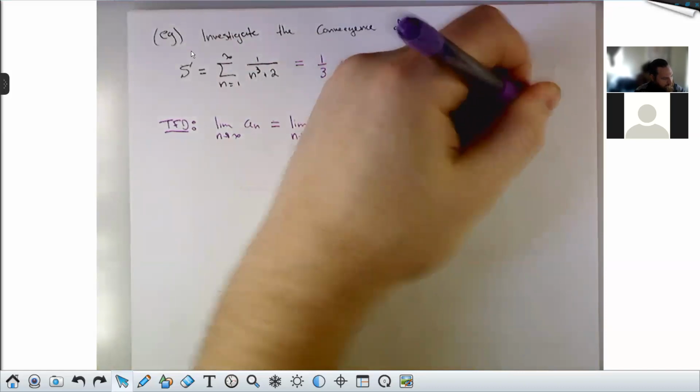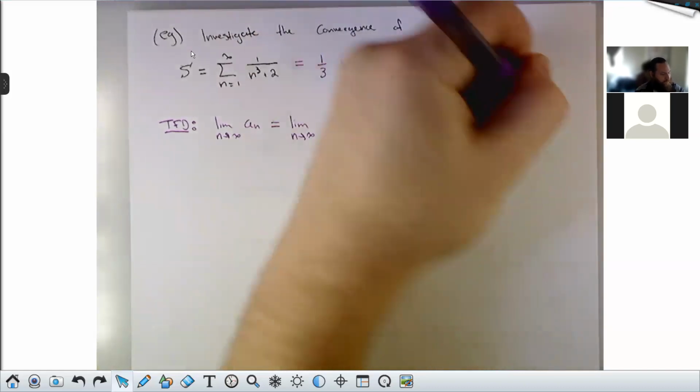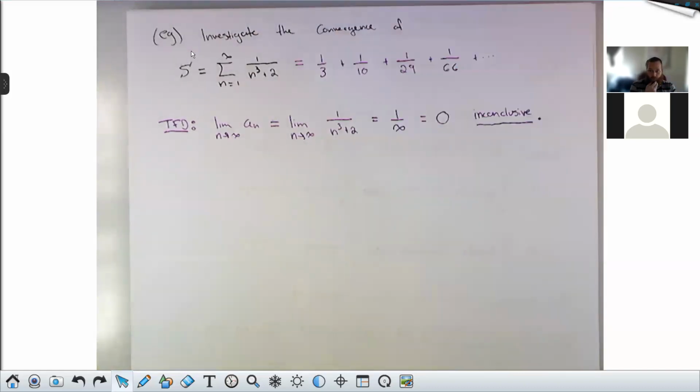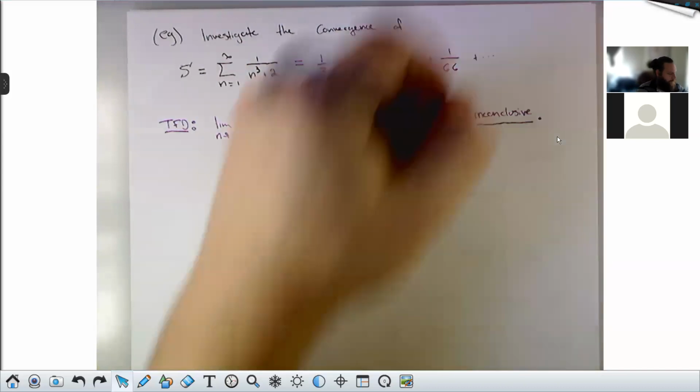We saw last time that there are series where the AN go to 0 that diverge, and we've seen that there are series where the term goes to 0 that converge. It could go either way. So TFD, our easiest test, unfortunately on this series is inconclusive.